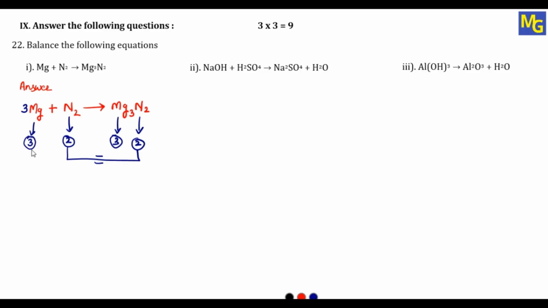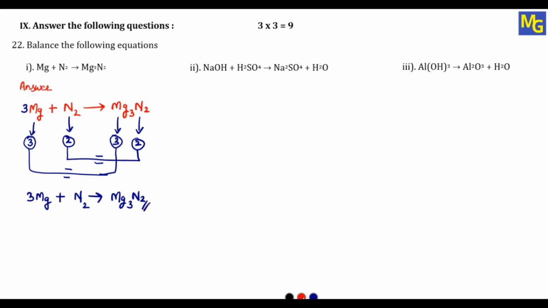Now if you see both sides, it is 3 and 3, so this is also balanced. So see, this is also balanced, and now this reaction is the correct balanced reaction. So I'll write the correctly balanced reaction down: 3Mg plus N2 gives Mg3N2. So this is the balanced reaction.